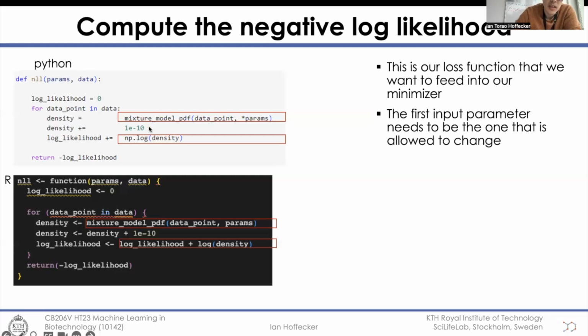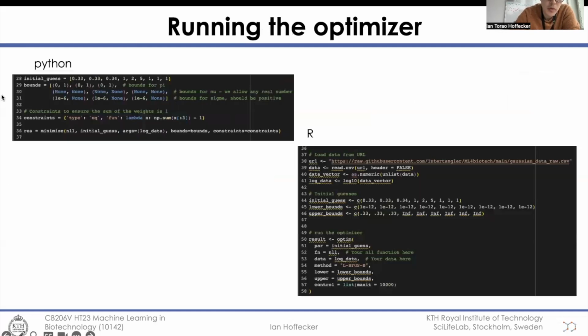Once we do that, we're going to compute the log of that and add that to our growing log likelihood value. And then finally, at the end, return negative 1 times that. This then is our loss function. We would then feed this into our minimizer, just like we did for the Pascal distribution. In this case, we also want to supply an initial guess. So here we've just guessed uniform weights, some random values for the mean, and some kind of arbitrary values for the standard deviation as well.